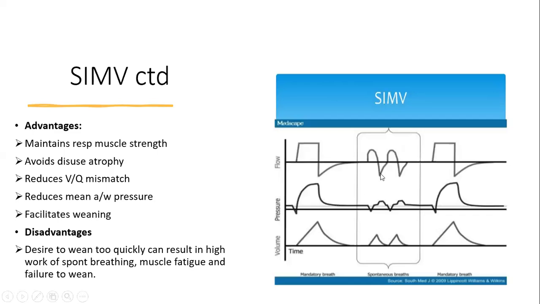All right, so the advantages here are that it maintains respiratory muscle strength because in between the mandatory breaths that the ventilator is delivering, the patient is breathing. It avoids disuse atrophy, reduces mean airway pressure, and also facilitates weaning. But the disadvantage is that clinicians sometimes may want to wean the patient quickly off the ventilator, and you may have respiratory muscle fatigue and failure to wean. You put the patient back on the ventilator.